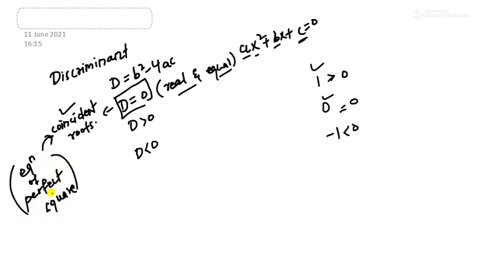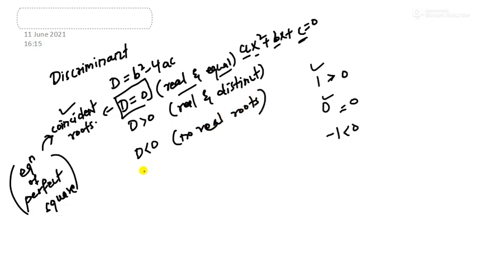Now when d is more than 0, we call it real and distinct roots. Less than 0, no real roots. This you have to remember. Based on these topics, the whole set of questions from quadratic equations will be framed. If you know the basics, you can easily solve the questions asked.